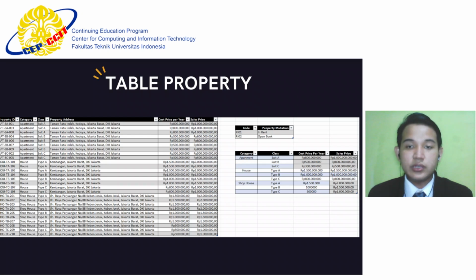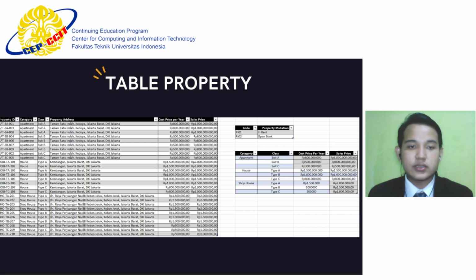Let's go into the property table. From this table, we can get information: the property category, the class, the address, the cost price per year and sales price, and also the property ID. There are 6 columns in the property table. There is property ID, which consists of the ID of each property. Next is category, which is divided into 3: apartment, house, and sub-house.